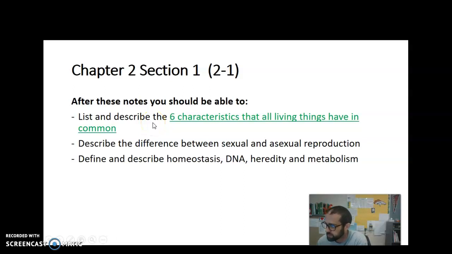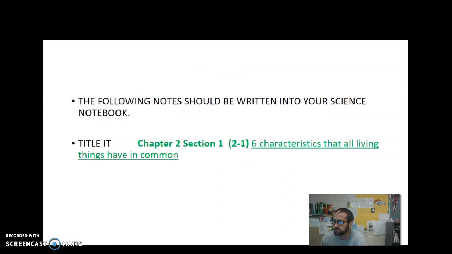You do not have to put this in your notes right now, but after this session of notes, you should be able to list and describe the 6 characteristics that all living things have in common. Describe the difference between sexual and asexual reproduction. Define and describe homeostasis, DNA, heredity, and metabolism. So those are our main goals for chapter 2, section 1.